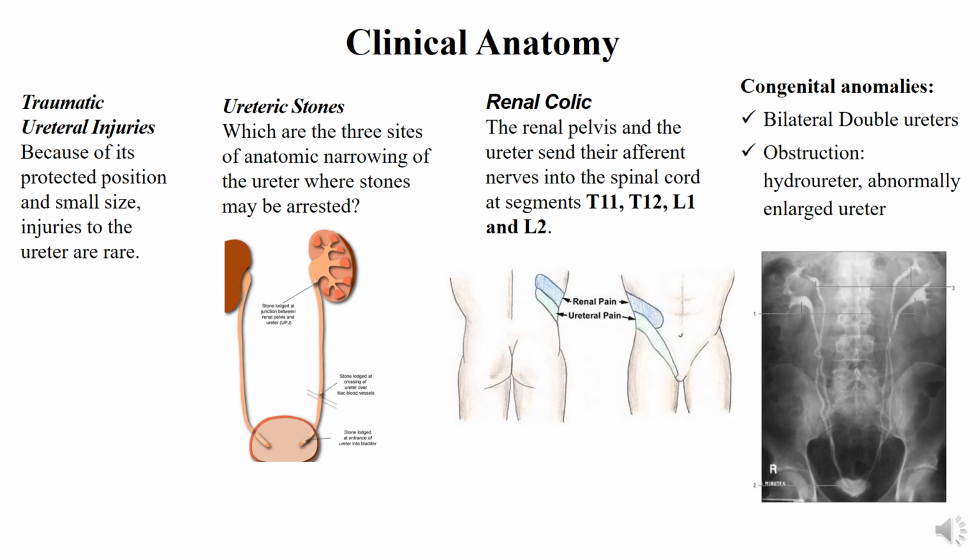Some congenital anomalies about the ureter: we can have bilateral double ureter, and this is caused because of the division of the ureteric bud at the embryological period, and the extent of this duplication of the ureters depends on how complete is the embryonic division of the ureteric bud.